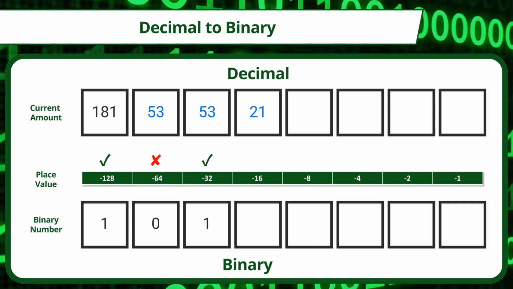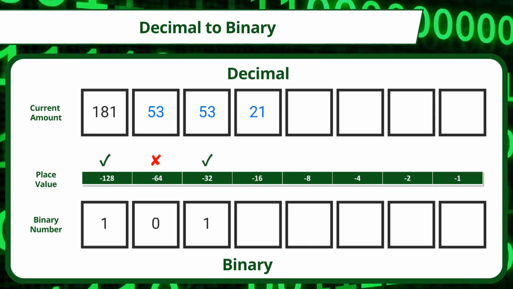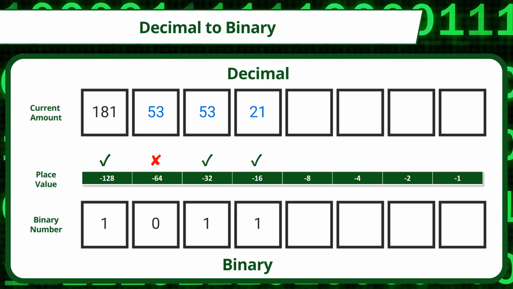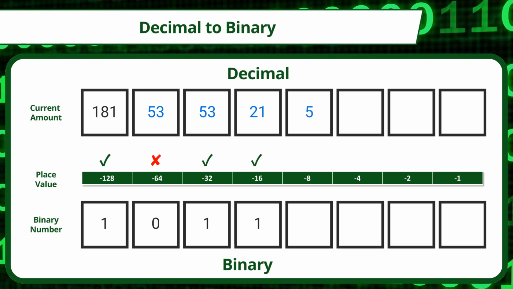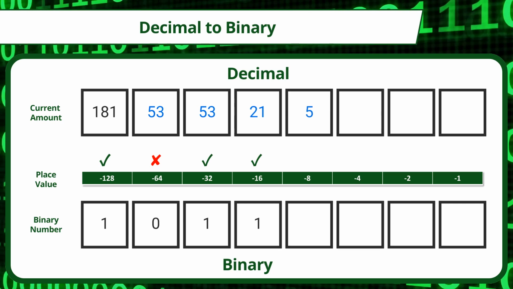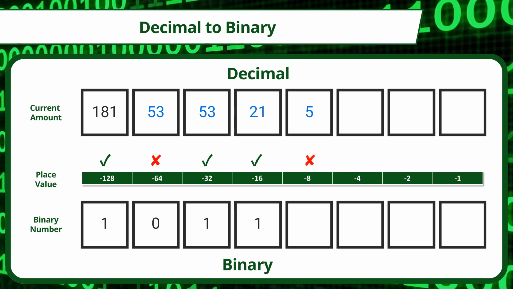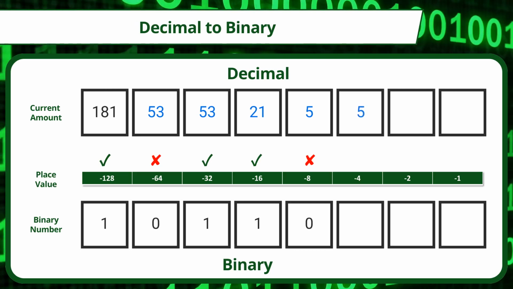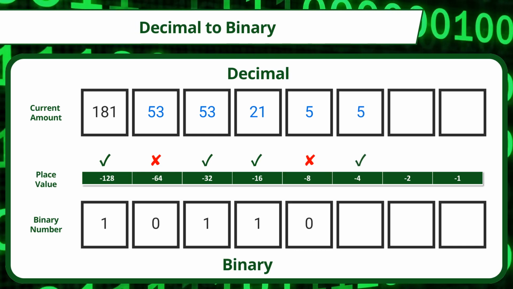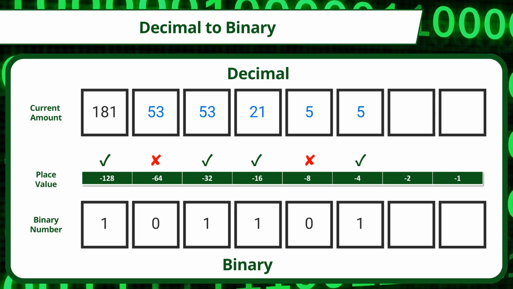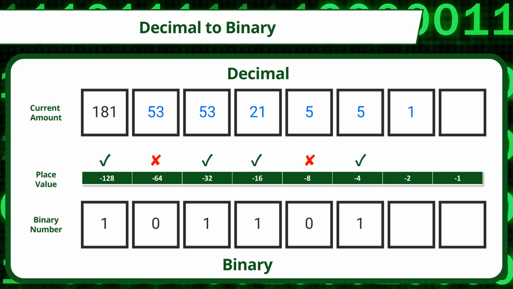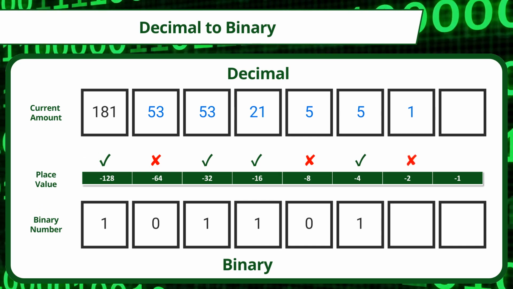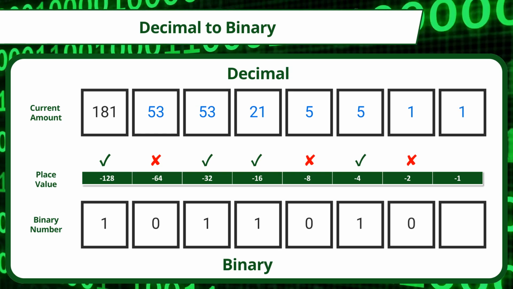Now we check 16. Can 16 fit into 21? Yes, it can. Again, we record a 1, subtract 16, and now we're working with 5. Next up is 8. Can 8 fit into 5? Nope, too big. So we place a 0 and keep the current amount at 5. Now we check 4. Can 4 fit into 5? Yes, it does. We add a 1, subtract 4 from our current amount, and we're left with 1. Moving on to the 2's place. Can 2 fit into 1? Nope, too large. So we drop in a 0, and 1 remains as our current value.